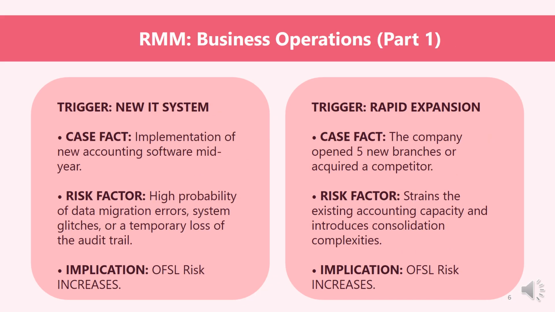Now, let's look at business operations. A classic trigger is the implementation of a new IT or accounting system mid-year. This creates a high probability of data migration errors or a temporary loss of the audit trail. Risks increase. Rapid expansion is also dangerous. Opening new branches or acquiring competitors strains the existing accounting capacity and introduces complex consolidation issues. Risks increase.